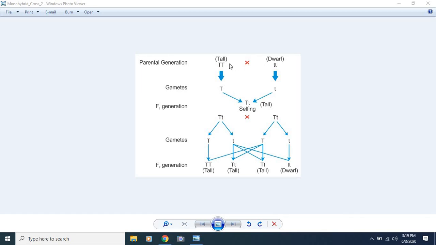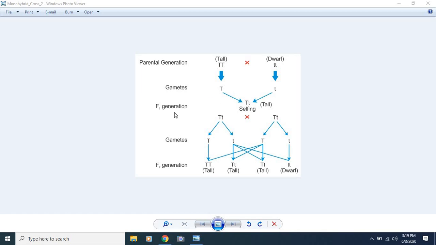Now from this parental group, if the gametes are taken, one capital T will be taken, and from this parental group the small t is taken. Now fertilization is done, so the resultant is capital T and small t. So here in the F1 generation, F1 meaning first filial generation, all plants are tall as capital T is dominant over small t.